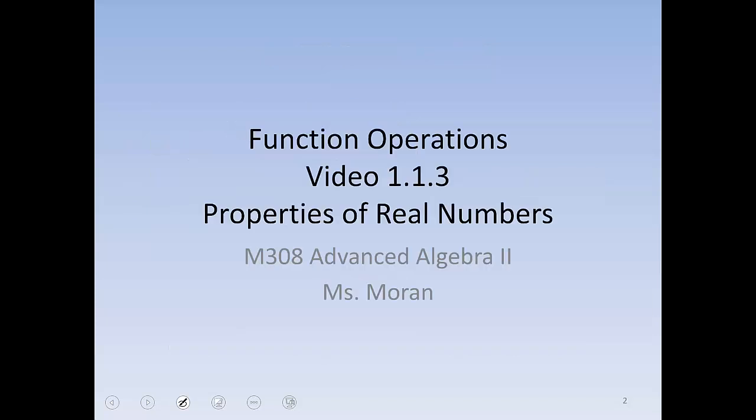Alright, so again, we're still working on standard functions operation, and the video reference number is 1.1.3. That is Unit 1, Standard 1, and Video 3. What we're going to be talking about today are some properties of real numbers. In our first video, we talked about what real numbers were and all the different types of them. Today we're going to talk about what we can do with those, and there are a few properties that we're going to be addressing. So go ahead and pause if you need to finish writing that down, and then join me when you're ready.